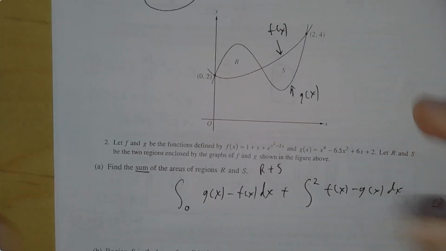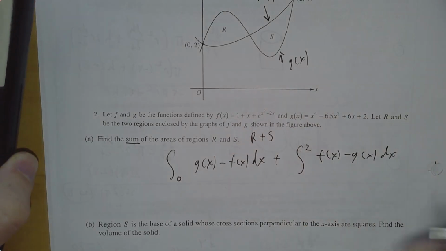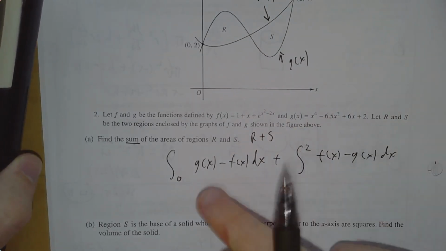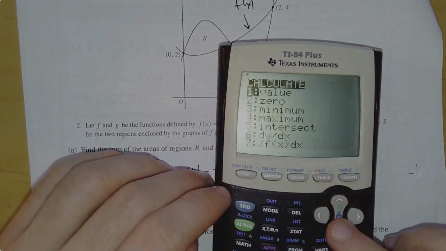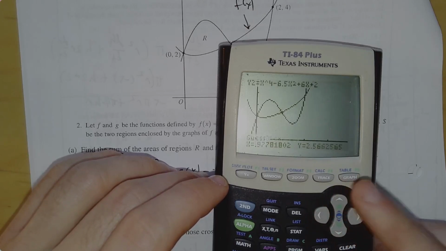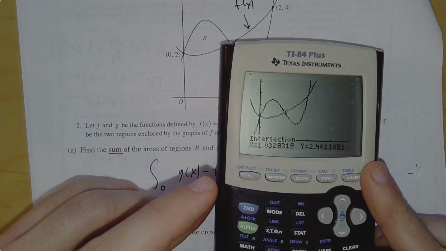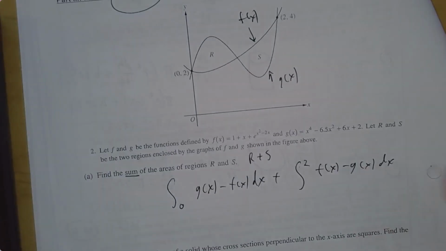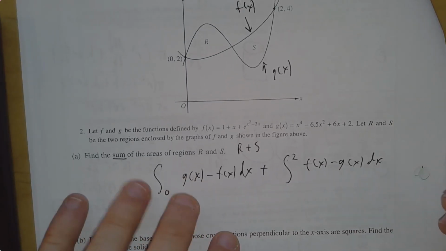This is important, guys. You can't just put in a number here and pretend that nothing happened. You have to show them that you got that value. So obviously we're going to use intersect in the calculator. We're going to go find that intersection point here. And we're going to get 1.0328.